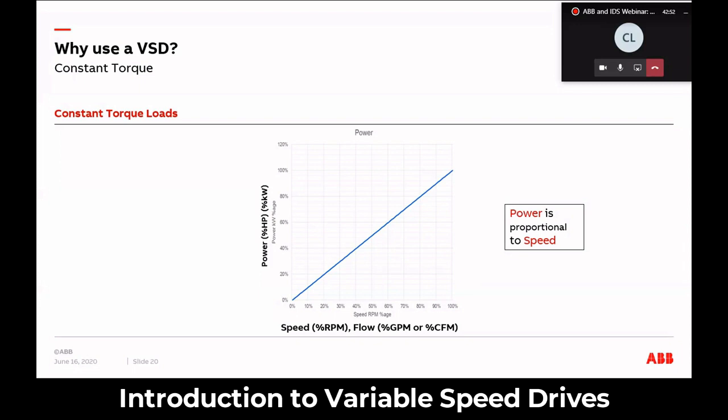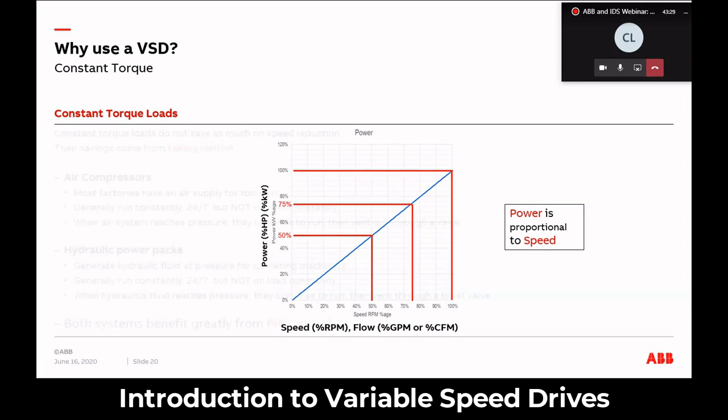If we look at a constant torque load, however, power is effectively proportional to speed. So it's a linear pattern, as opposed to being slightly exponential with the variable torque, where regardless of where we vary the speed, we're going to get the equivalent proportional power. So at 100% speed, we get 100% power. At 75% speed, we get 75% power. And at 50% speed, we get 50% power.